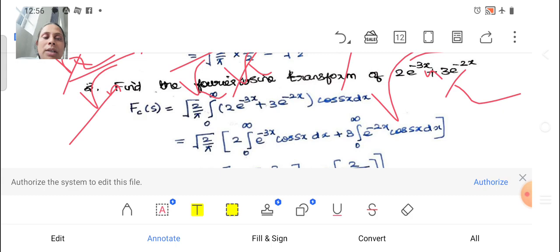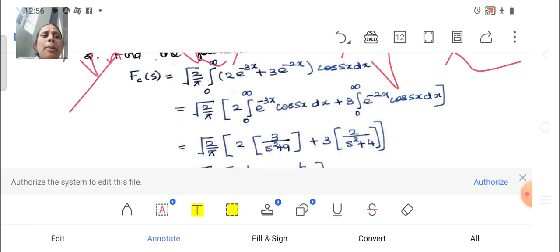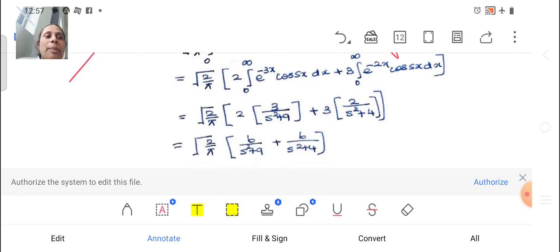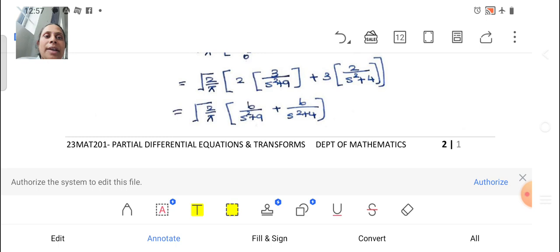After splitting the integral, root 2 by pi times 2 times the integral 0 to infinity of e power minus 3x cos sx dx plus 3 times the integral of e power minus 2x cos sx dx. You know the formula. Since cos is involved, we get 3 divided by s square plus 9, plus 2 divided by s square plus 4. So the final answer is root 2 by pi times 6 divided by s square plus 9, plus 6 divided by s square plus 4. Okay, thank you.